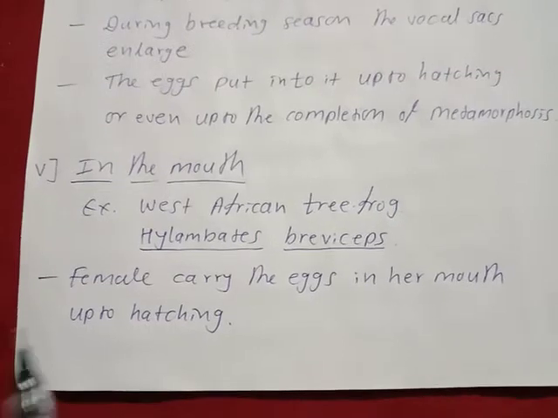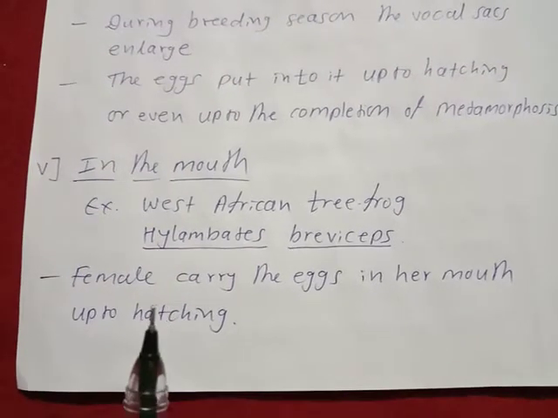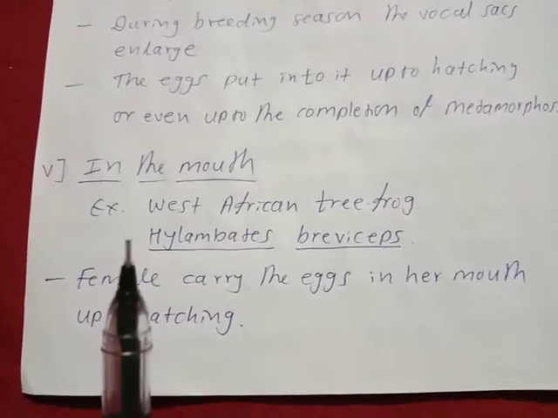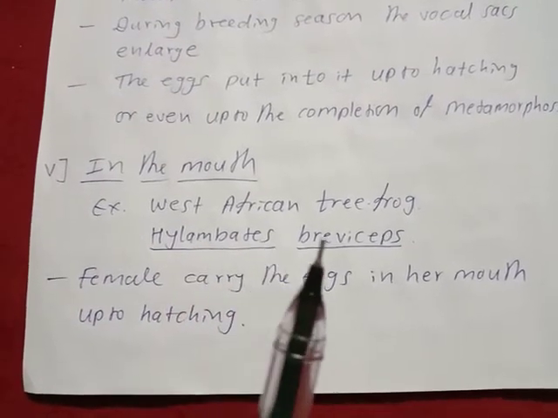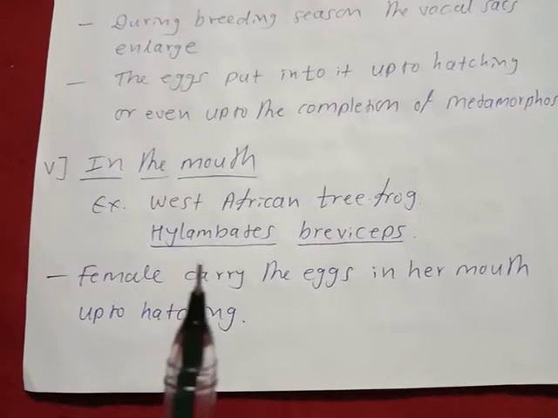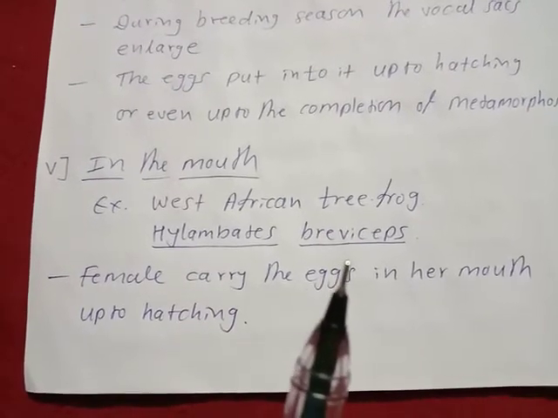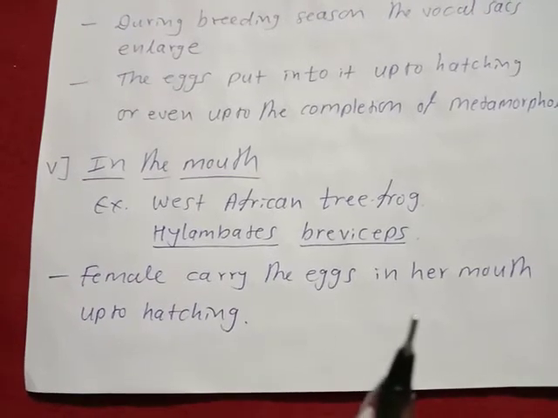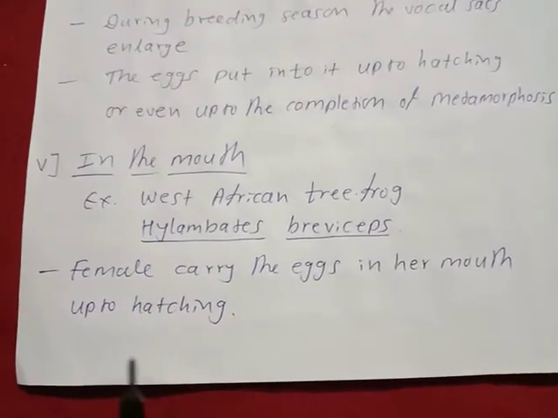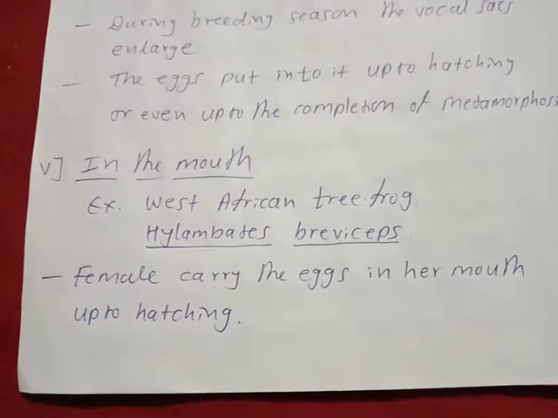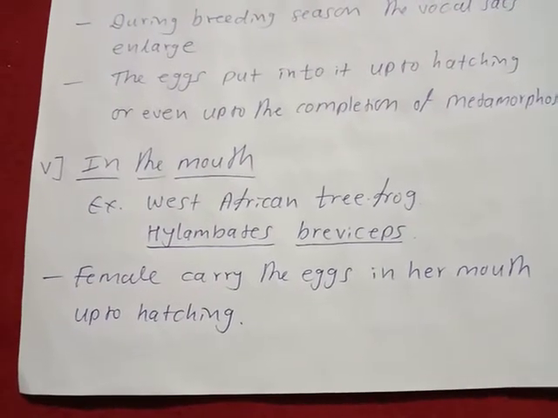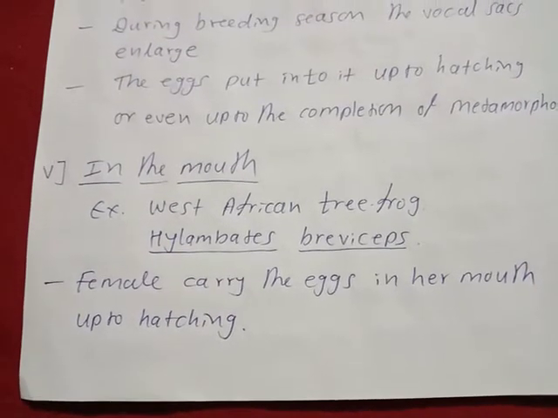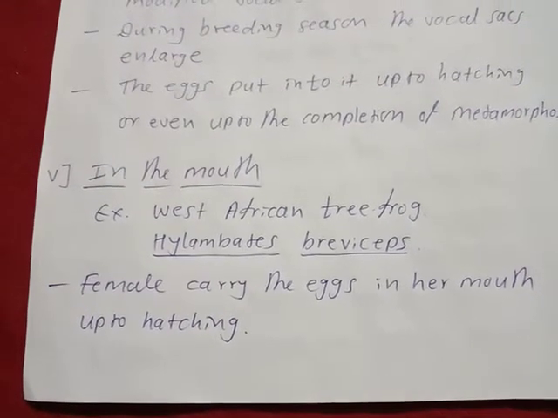And fifth one is parental care in the mouth. Example, West African tree frog, that is Hylambates breviceps. The female carries the eggs in her mouth up to hatching. So that is also one type of parental care taken by the mother in her own mouth.